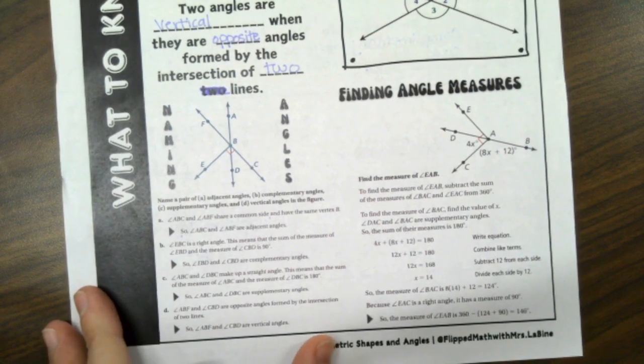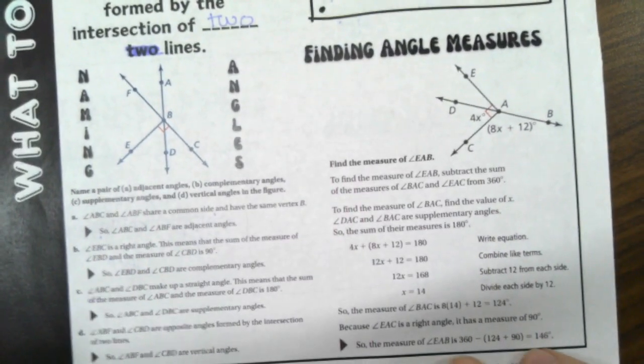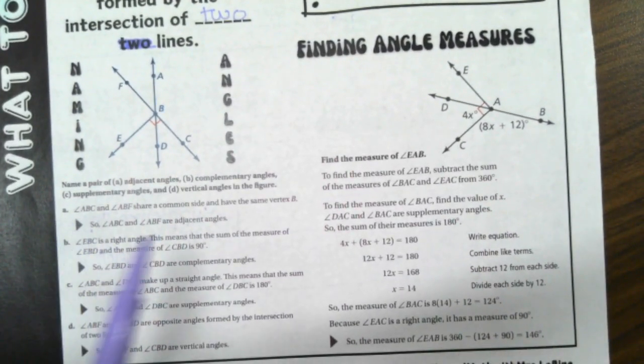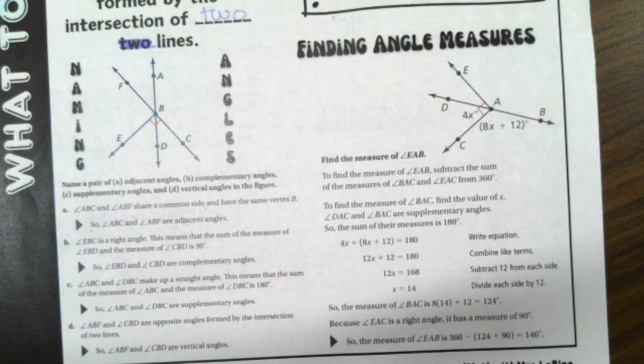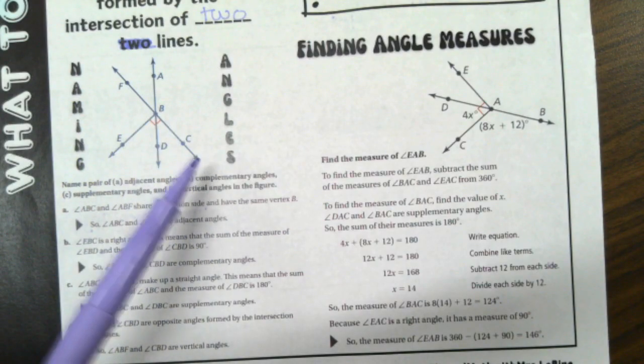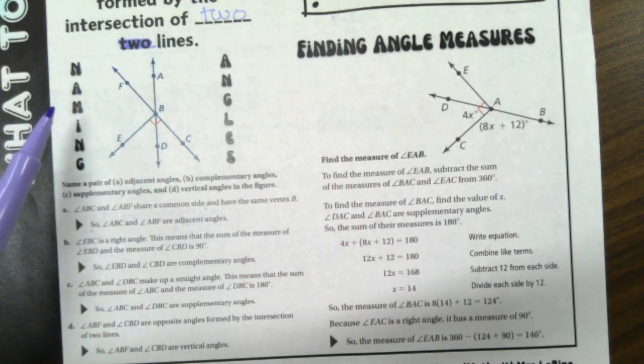So this section here, you are going to name the angles. And this is all given for you. So this is just some guided practice. So here is our different lines with our different angle measures, and it's going to walk you through which ones. So A, B, and C, and A, B, and F share a common side and have the same vertex. So they are adjacent angles.